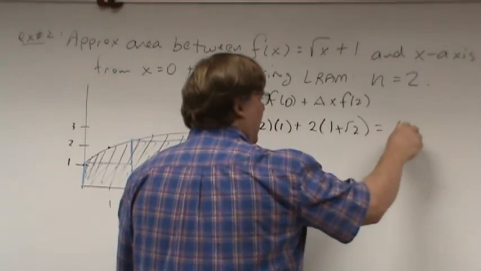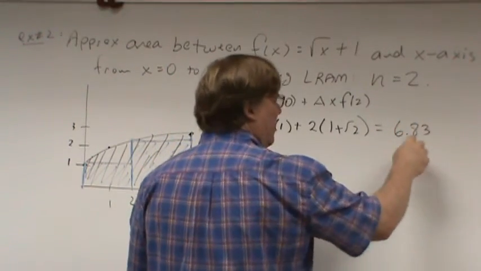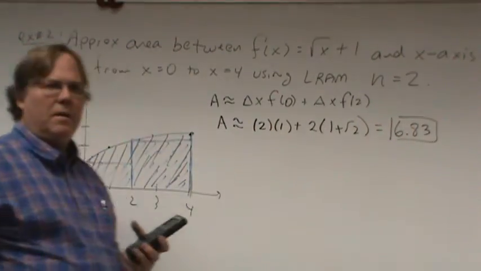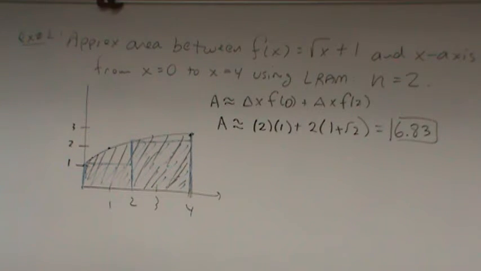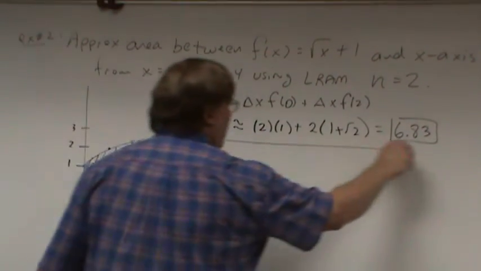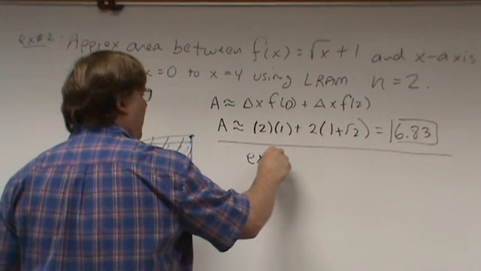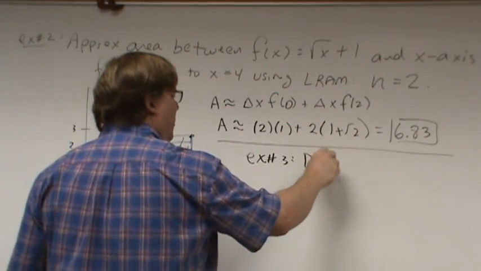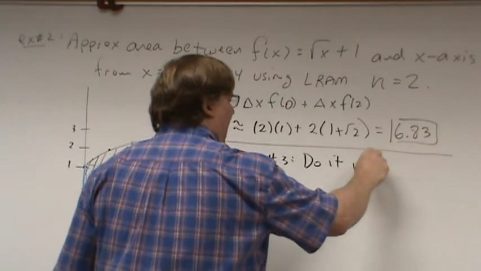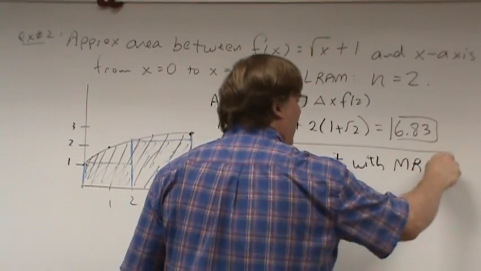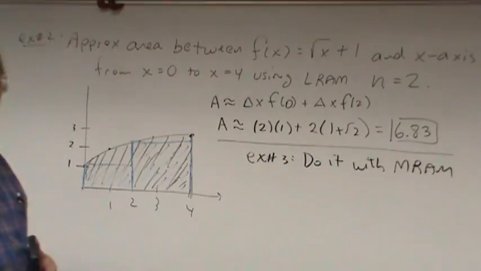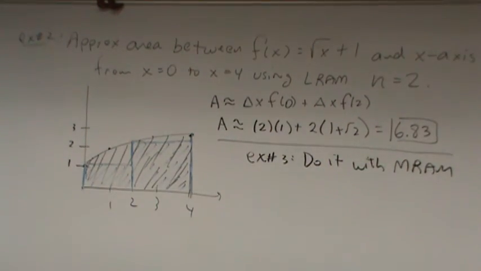So you guys getting 6.83? Anyone get 6.83? Okay, yeah, you did good. You guys okay with that? Okay, and then, last but not least, that was LRAM. Here comes example 3. Do it with MRAM, where MRAM is the midpoint rectangular approximation method.